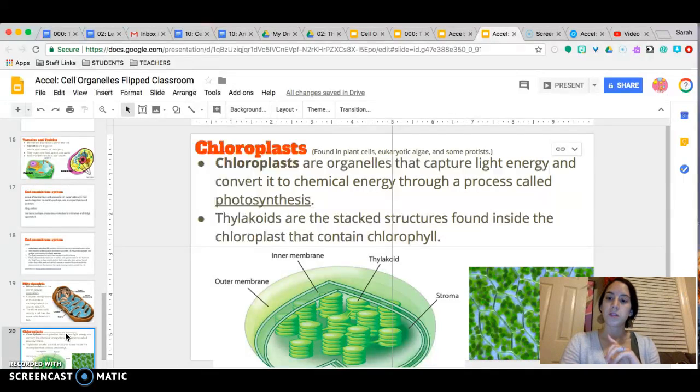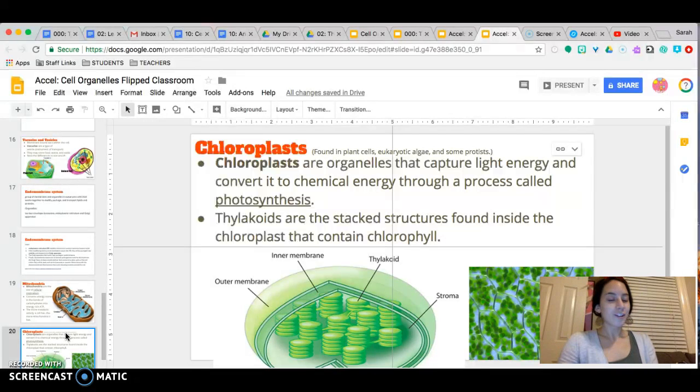You do not need to know what is involved in this process. All you need to know is that chloroplast is the one in charge of making all this energy, and it's the site of photosynthesis. So, on the last slide, mitochondria was the site for cellular respiration. Chloroplast is the site for photosynthesis.